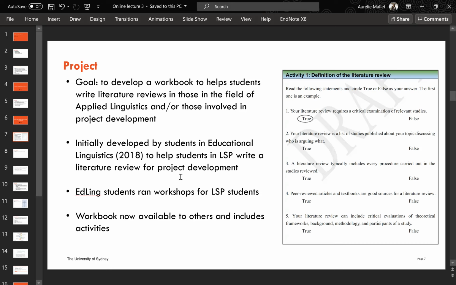So then the educational linguistics students who were in their last semester ran workshops for the Language Society Empower students who were in their first semester. So they not only wrote the workbook, but they also gave them workshops on how to write the literature review. Now the workbook, though, is available for others, so just people in the field of applied linguistics and those involved in project development, just in general.